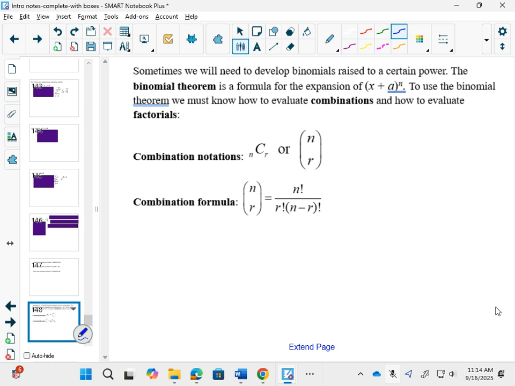I always remember, so I'm going to pick random numbers, 12 choose 7. I always remember the formula because the 12 happens on the top and then the 7 happens on the bottom, and the other number on the bottom always adds up to the top number. So 7 plus 5 is 12. So 12 choose 7 will be 12 factorial over 7 factorial, 5 factorial.